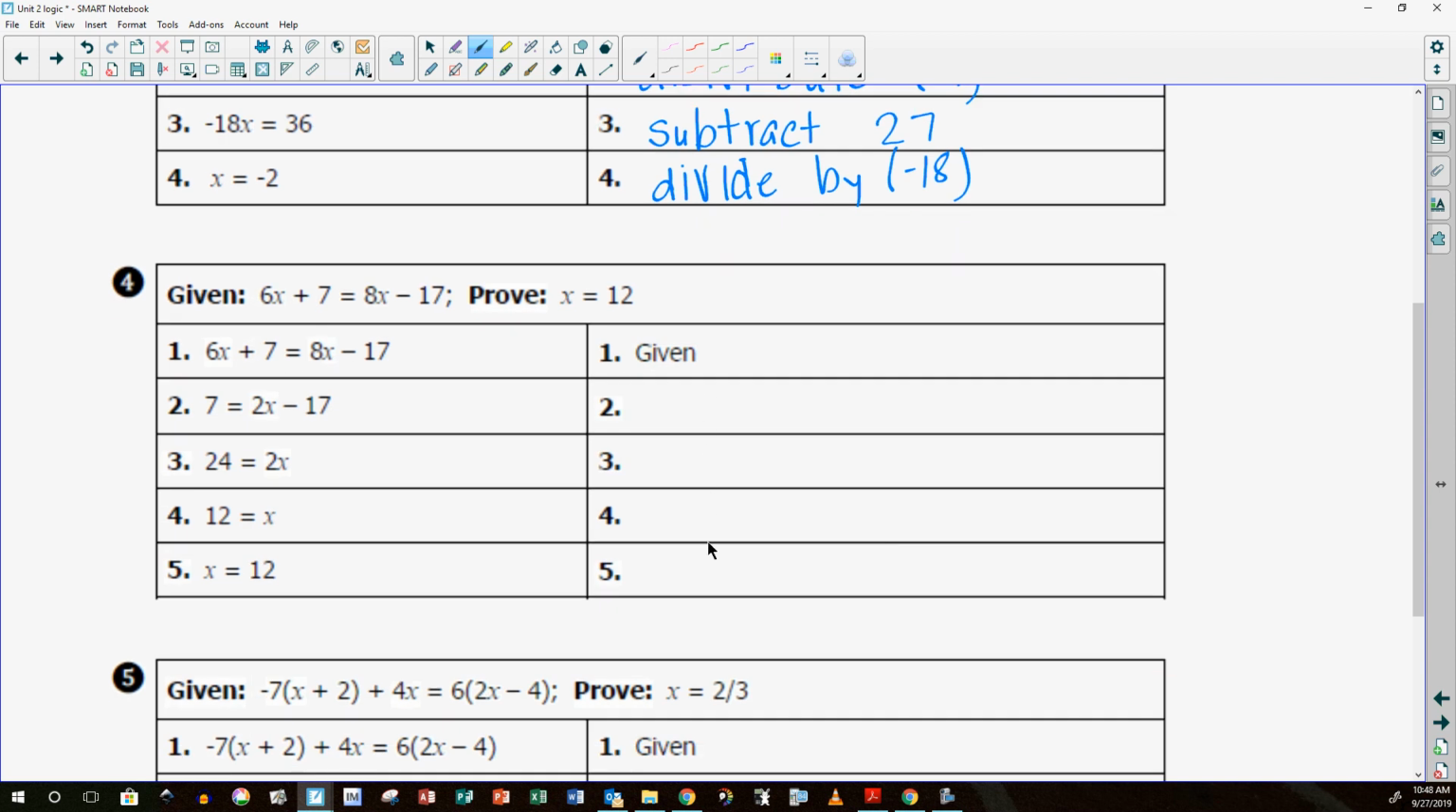So what I want you to do now is I want you to come up with your reasons for this one. And I'm going to give you a minute, and then I'm going to write them in, and then I want you to check and see if you got it right. Okay?